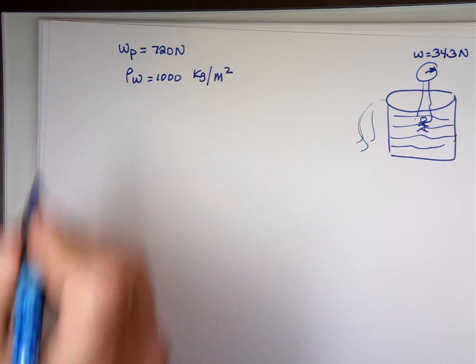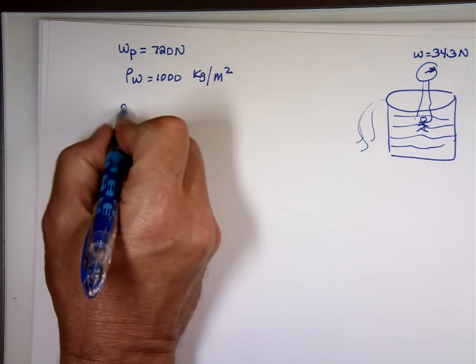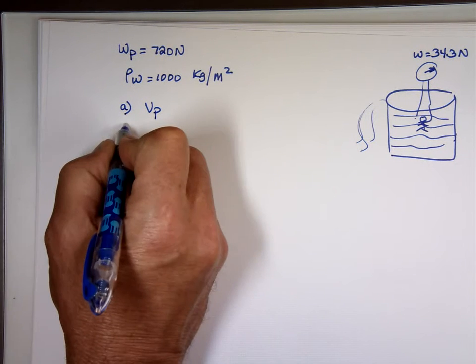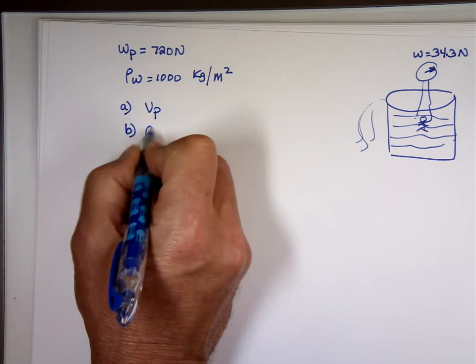And the question: can you find two parts? Part one, can you find the volume of the person? And part two, can you tell me the density of the person?